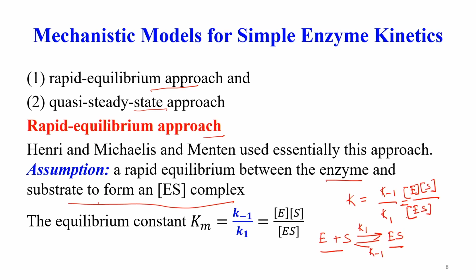So, in this way there is a rapid equilibrium between enzyme and substrate to form the enzyme substrate complex, and this equilibrium constant K is known as Km, that we will see. This is also called the Michaelis Menten constant. So, this approach was derived by Henri, Michaelis and Menten, which says there is a rapid equilibrium between enzyme and substrate to form the enzyme substrate complex. So, basically it gives more emphasis to the first step of the enzymatic reaction.